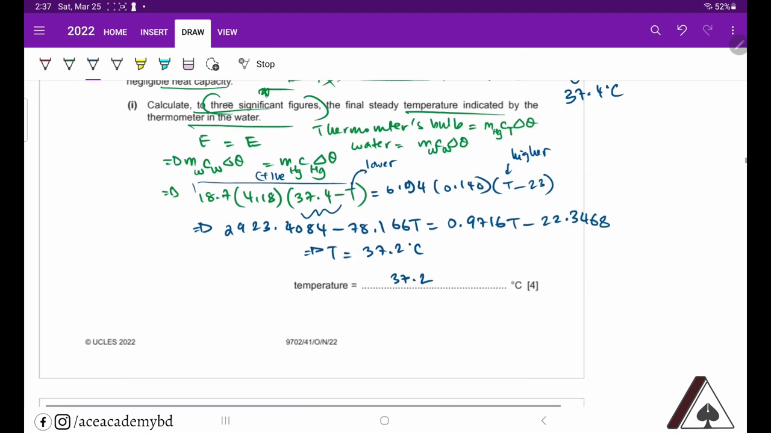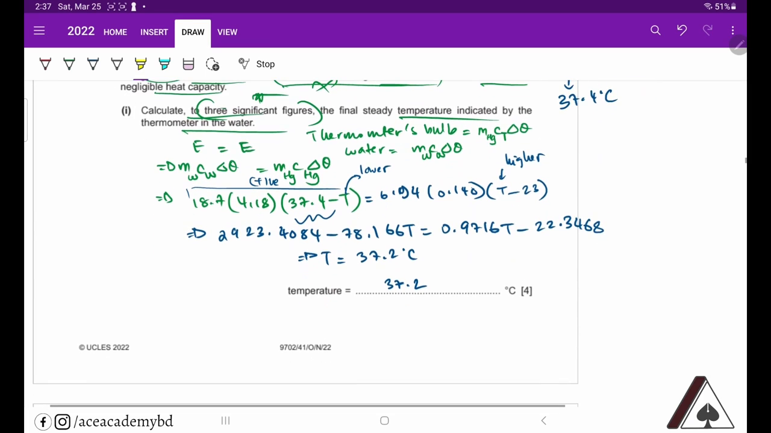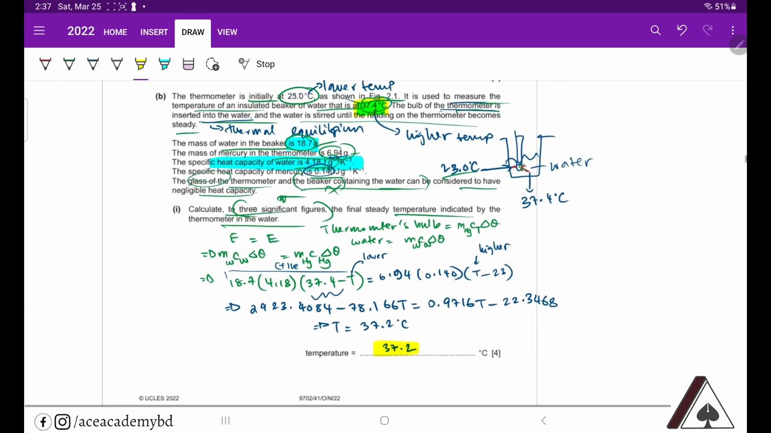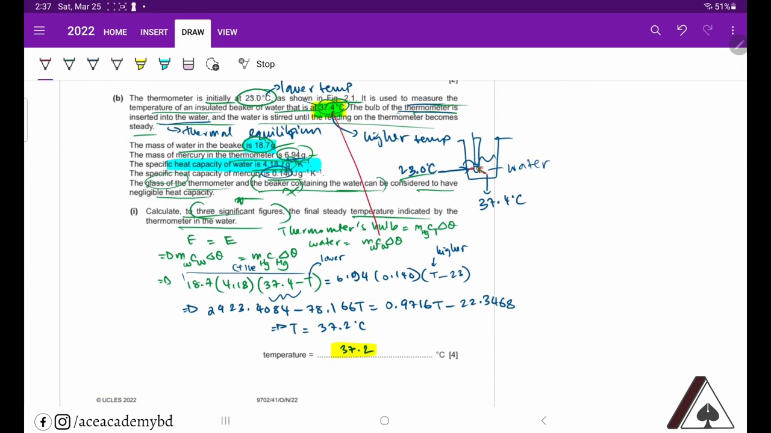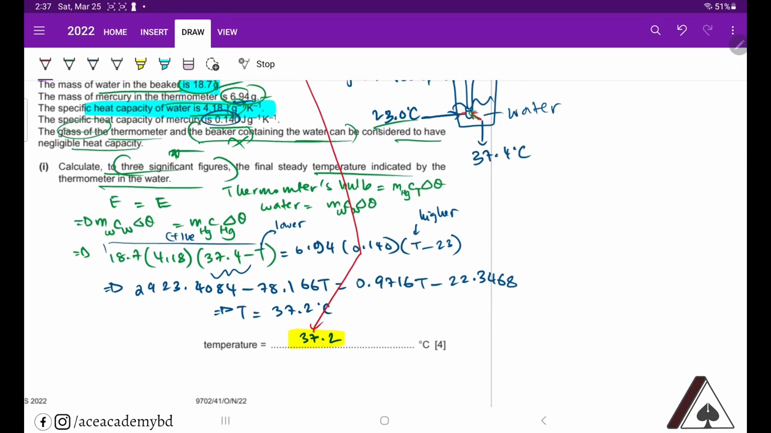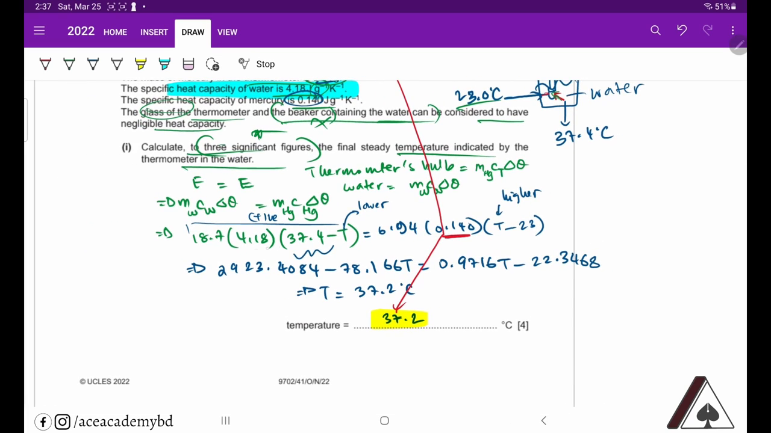Over here, we can see that thermal transfer is taking place in the first question, and the temperature which is obtained is 37.2, while the actual temperature of the water is 37.4. We can also see that the masses are very much comparable, and the temperatures are so similar. This is because the specific heat capacity of mercury is very low compared to water.